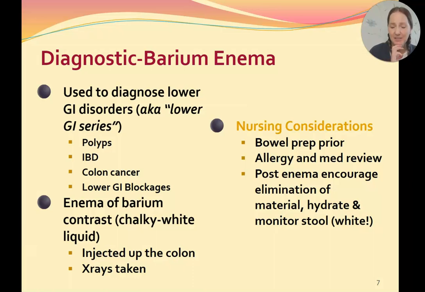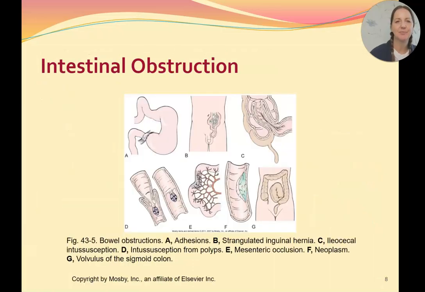Or giving them some prune juice, things like that. They might have some PRNs you can give them too. All right, intestinal obstructions. So these are good to know. I want you to go through and see if you can look up pictures of each of these, which helps you understand the patho behind each of these.